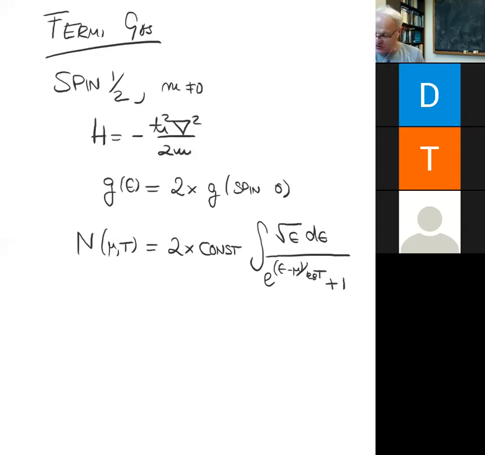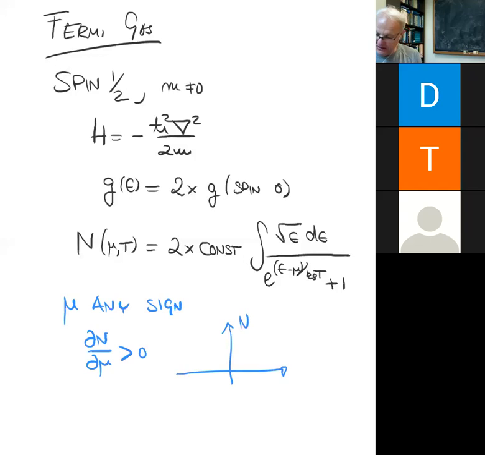So the thing that's truly different now is, so now we have the +1, so there's no longer any issue with the sign of mu. So I can have the mu be either negative or positive, and that will work just fine. So the main new thing is that mu can have any sign. And it's still true that dn by d mu, if you look at this integral, is a perfectly positive function. So in principle, you can now make the same plot. You can plot the number of particles as a function of the chemical potential.